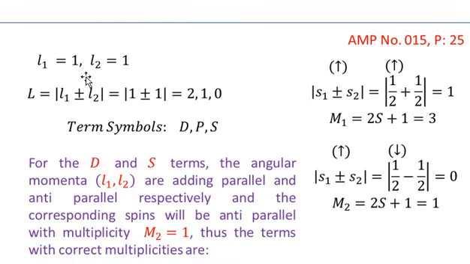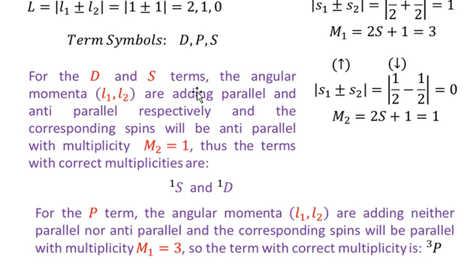Okay, and you see that when I added the orbital quantum numbers, L1 is equal to 1, L2 is equal to 2, I obtained the total orbital quantum number equal to 2, 1, 0, with the corresponding term symbols capital D, capital P, and capital S respectively.